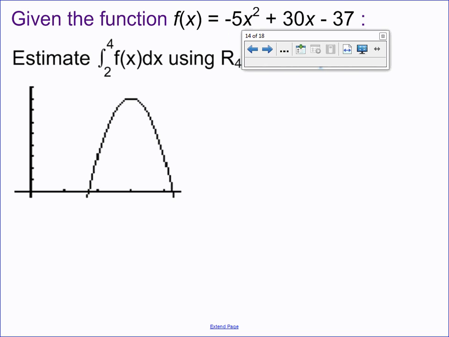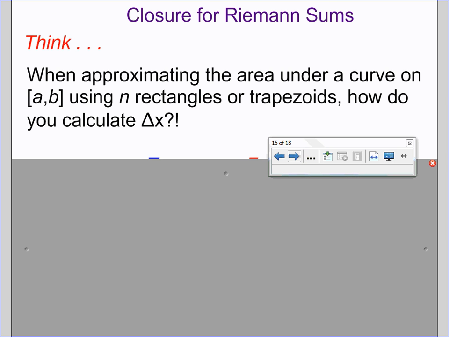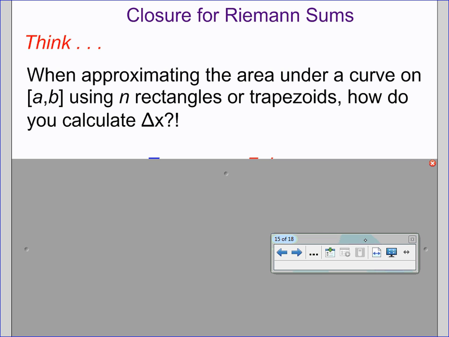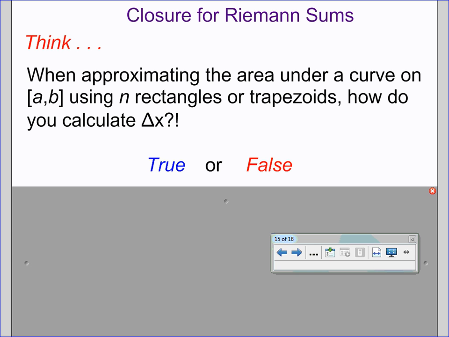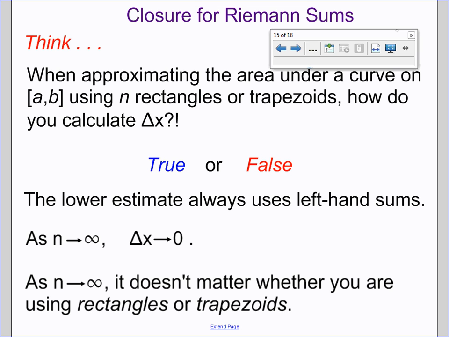Then we've got: when approximating the area under a curve on a to b using n rectangles or trapezoids, how do you calculate delta x? Go ahead and write that down with your partner. For each of these three things, we want a true or false. Each of these is a separate thing on the bottom. Please decide with your partner whether that will be true or false.